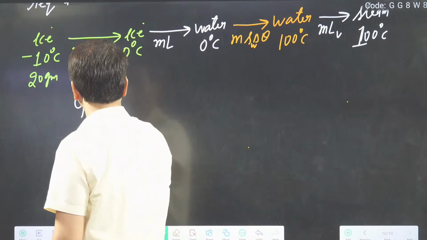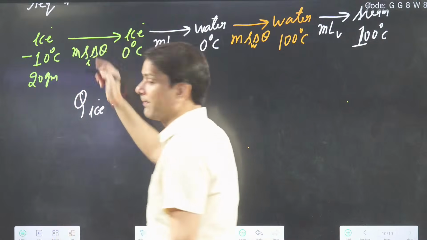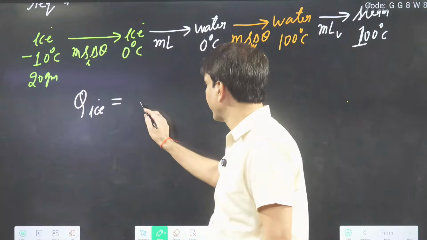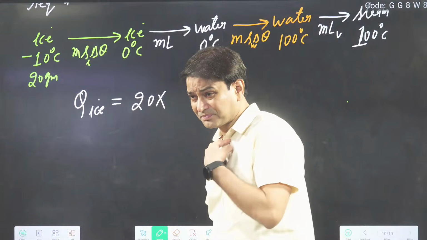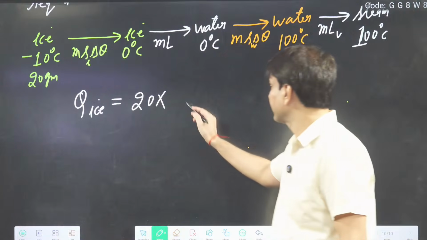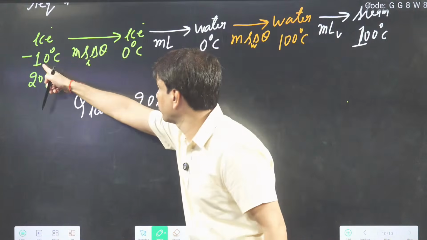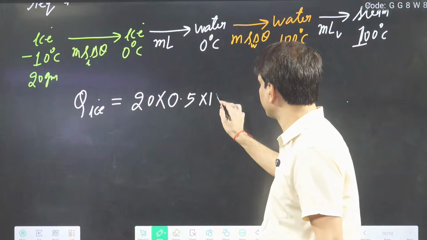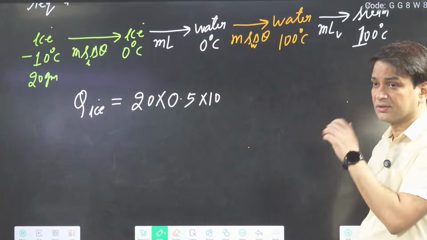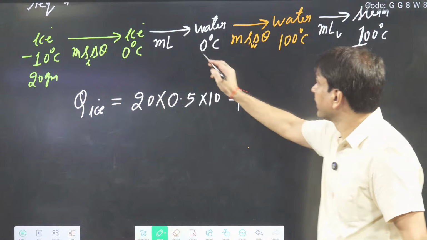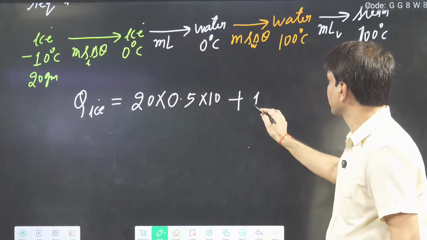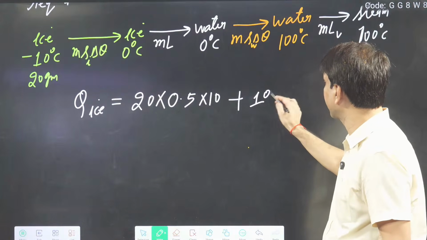Now total heat absorbed by the ice. First ms delta theta. How much mass? 20 gram. Specific heat of ice in calorie per gram unit 0.5. Okay. Delta theta is what? Minus 10 to 0, means into 10. Okay. This everybody got. Plus here state change ml, mass of ice is 10, L is what?